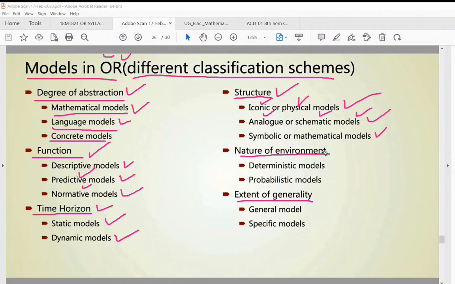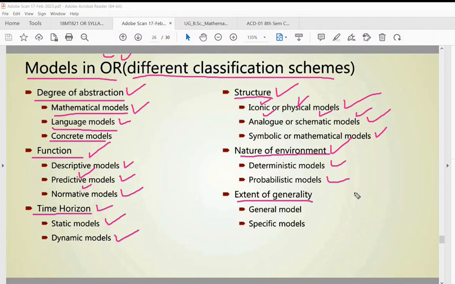Then, nature of environment. It means some system or operations which are to be defined in any circumstances, based on the environment or surroundings which are present. We are going to define its operation. Those types of modelings are called nature of environment. One is deterministic models. The second one is probabilistic models.